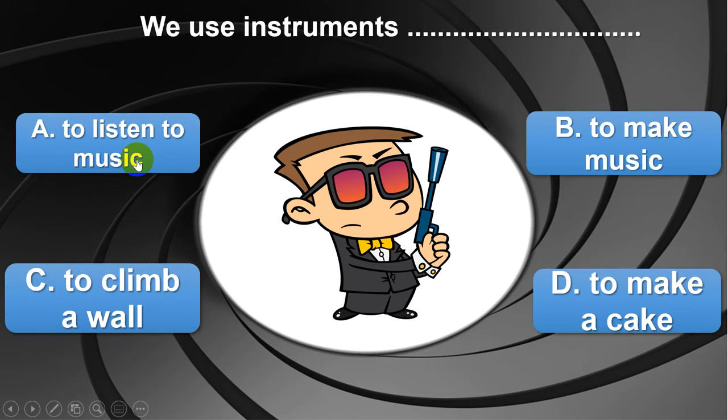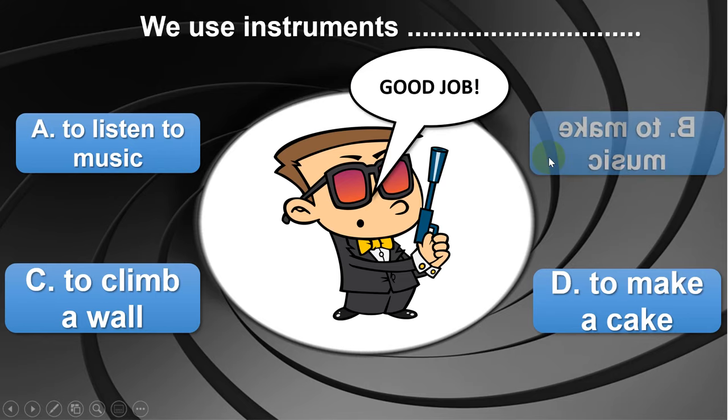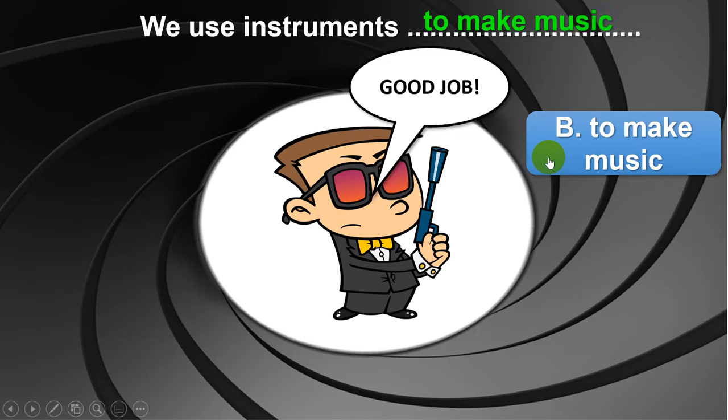Let's move to the next sentence. We use instruments. A, to listen to music. B, to make music. C, to climb a wall. And D, to make a cake. So, which one is suitable in this situation? Can you guess? Instruments are related to music, right? A, to listen to music, or B, to make music. I think B is correct. Now try it. Good. Yeah, good job. To make music. Now listen and repeat. We use instruments to make music.